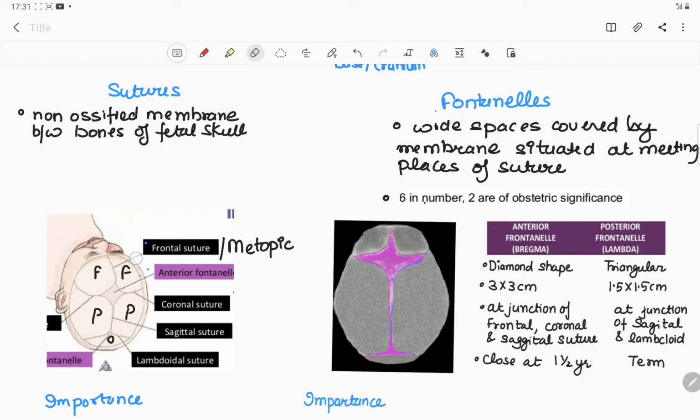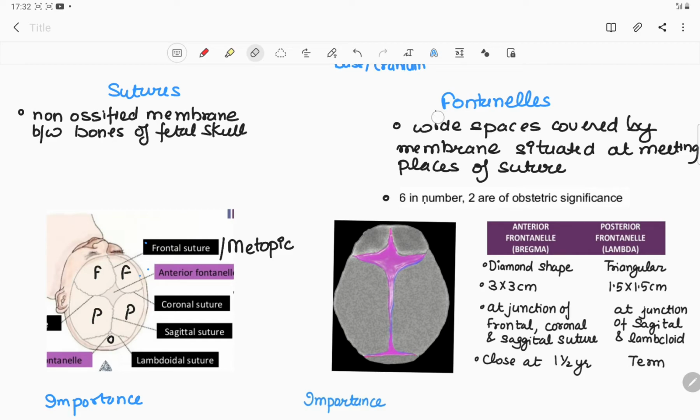We will discuss about four sutures. First one is frontal suture, also called as metopic suture, present between the two frontal bones. Second is coronal suture, present between the frontal and the parietal bone. Third is sagittal suture, present between the two parietal bones. And fourth is lambdoid suture, present between the two parietal and occipital bone.